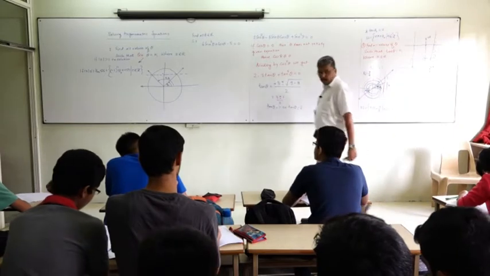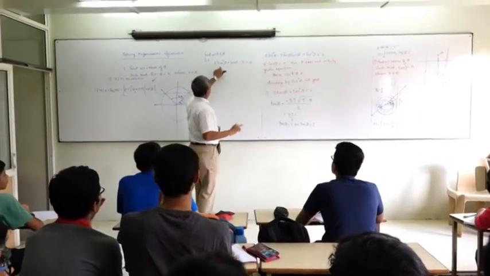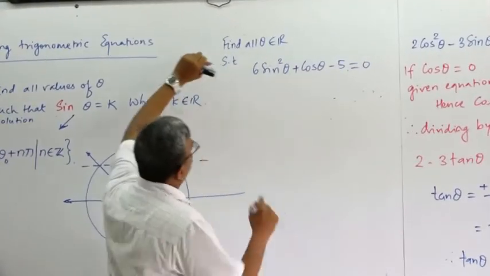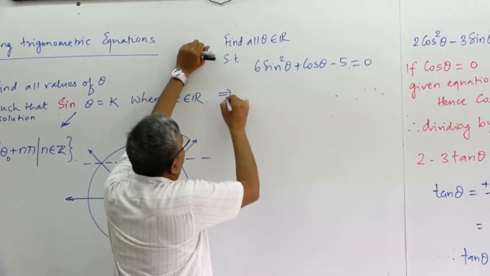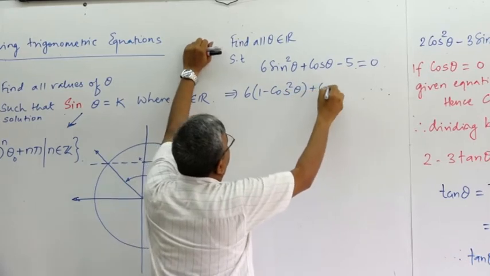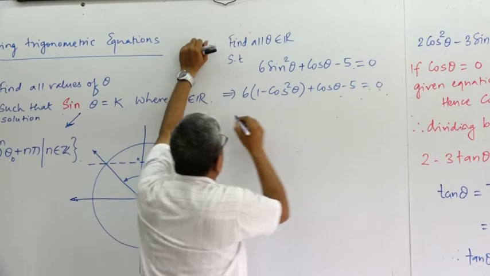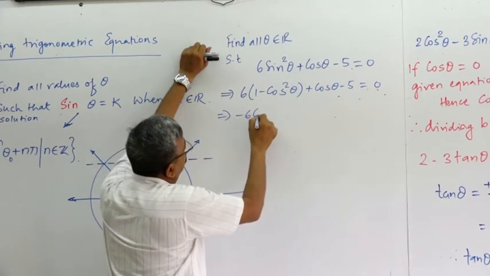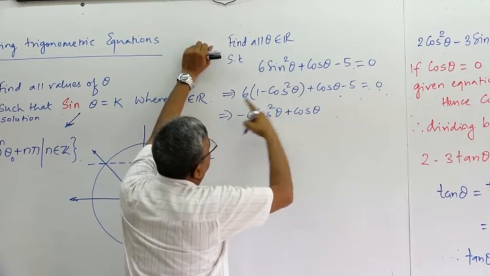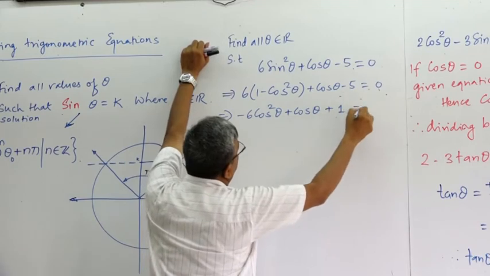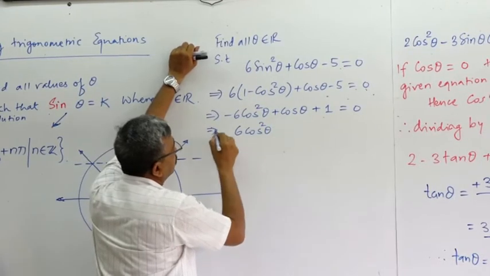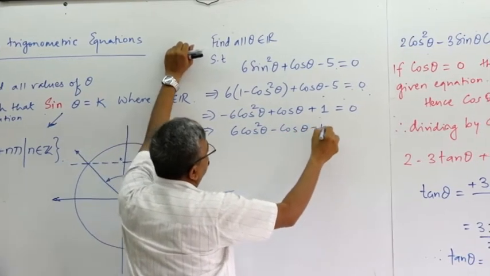Okay, so have you solved this example? Got into cos square theta here. We need to have one variable. Therefore, sin square theta is to be replaced by 1 minus cos square theta, so 6 times (1 minus cos square theta) plus cos theta minus 5 is equal to 0, which gives us minus 6 cos square theta plus cos theta plus 6 minus 5, that is 1, is equal to 0. Changing signs, 6 cos square theta minus cos theta minus 1 is equal to 0.